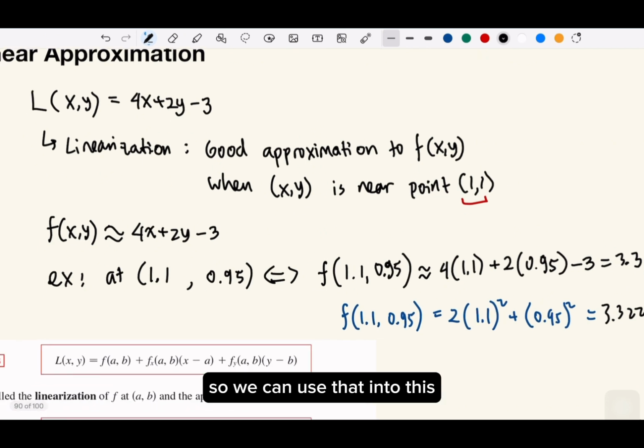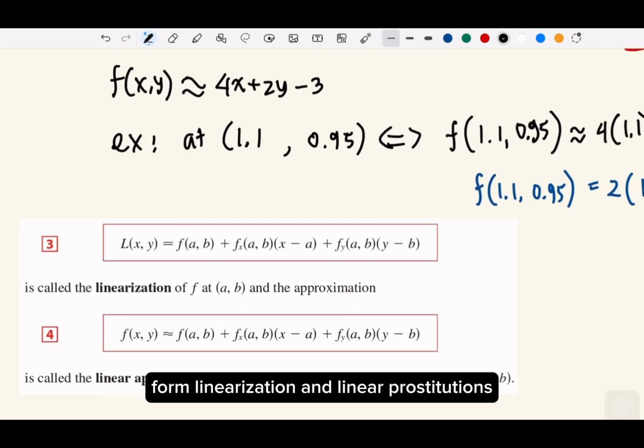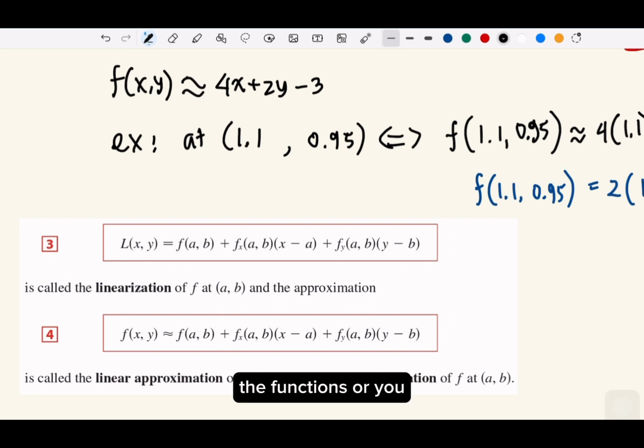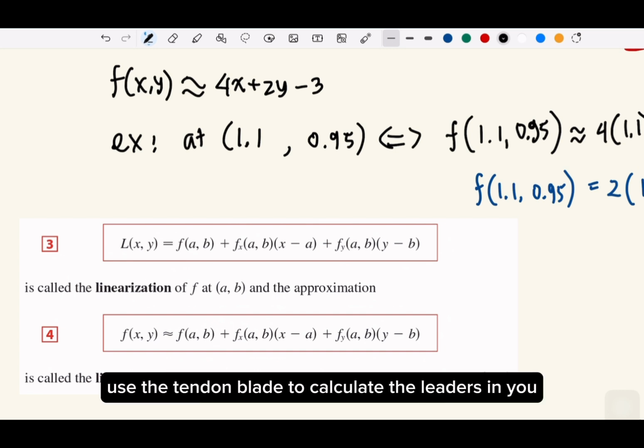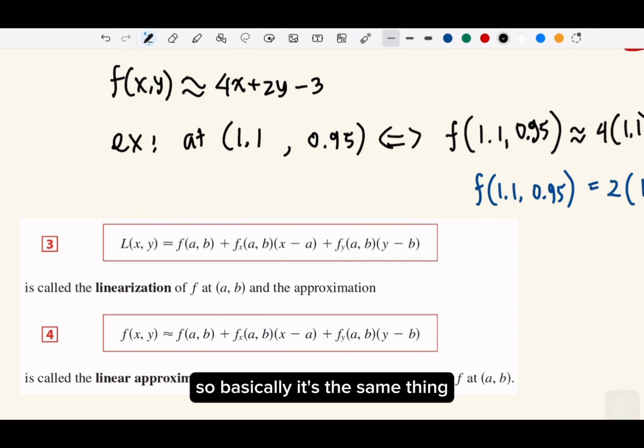So we can use that in this form: linearization and linear approximations. I don't want you to memorize this. This is the same thing as we did to find the tangent plane. Basically you use the tangent plane to calculate the linearization. So basically it's the same thing.